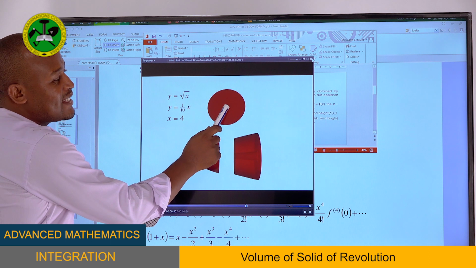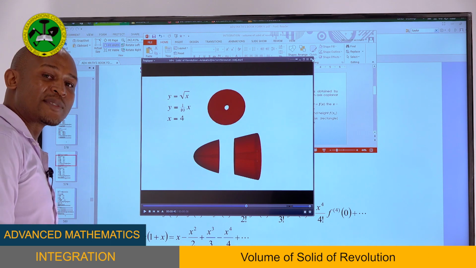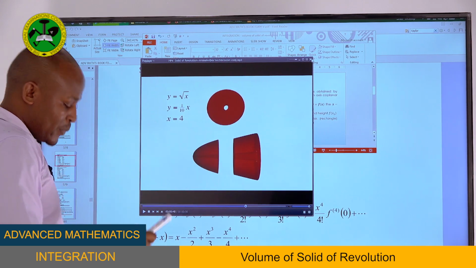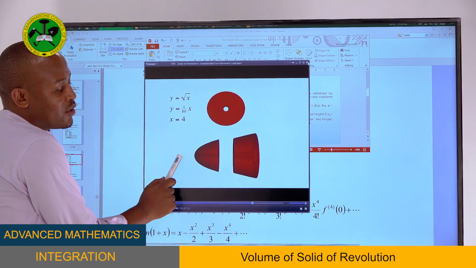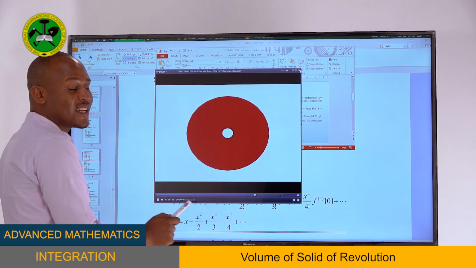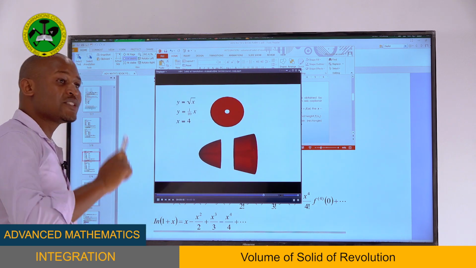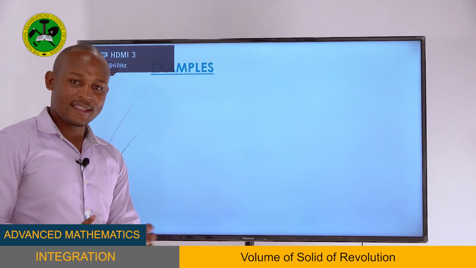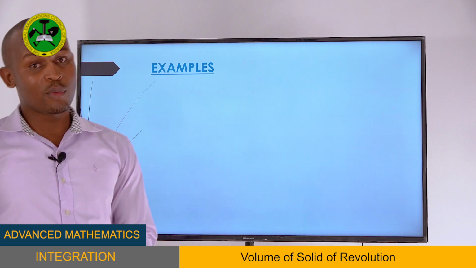That means f of x is evaluated when we have the small change of x, that was dx. After that, we sum from the first point of the strip up to the last point, that means from the first limit to the last limit, a to b, and that will be your volume of revolution. Now let's see a few examples on how we can find the volume of a solid of revolution.